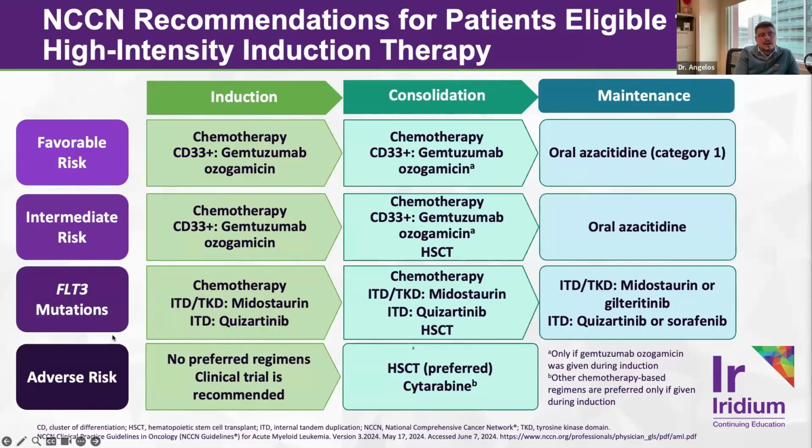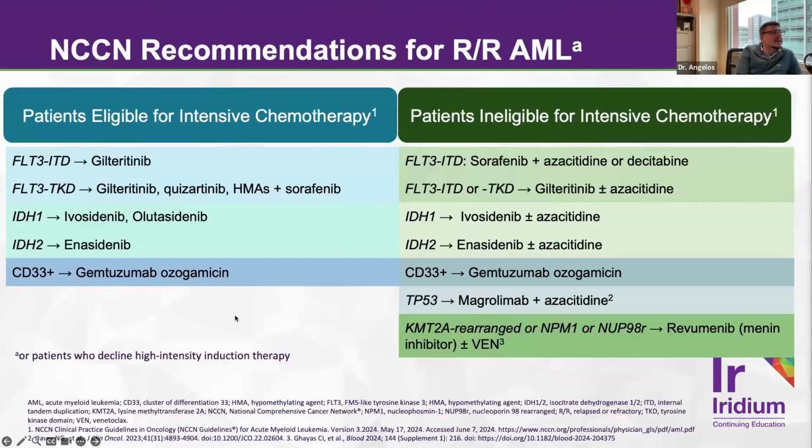As a standard of care, we are including a FLT3 inhibitor that can either be midostaurin, gilteritinib, or quizartinib. This here is, again, NCCN recommendations, but now thinking about this in the relapse refractory setting. And what you can appreciate from this slide is that all of the agents here are targeted therapies that specifically go after a mutation if it's present.